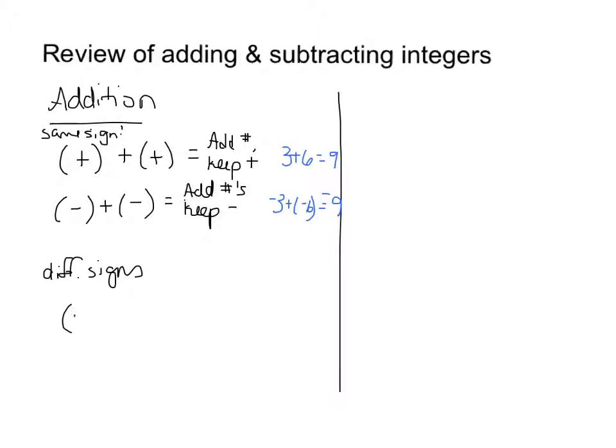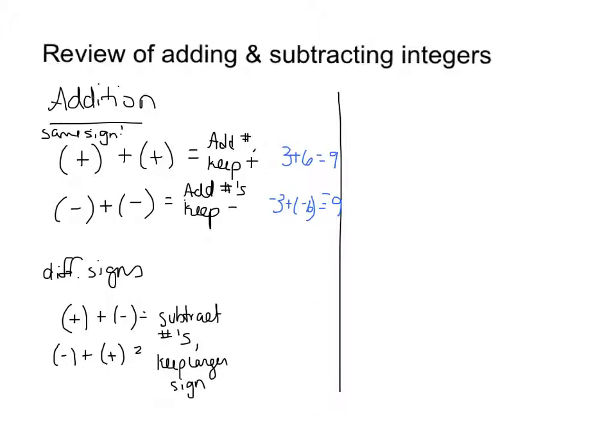When I have different signs, keeping in mind that addition is commutative, so I could change the order, whether it be a positive plus a negative, or a negative plus a positive, basically what I'm going to do is subtract the numbers and then keep the larger sign. Keep the sign of the number with the larger absolute value. Keep the sign of the number that's the farthest away from 0. So in this case, let's take 6 plus a -9.